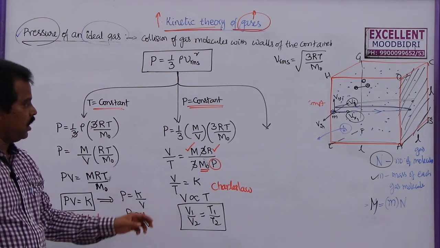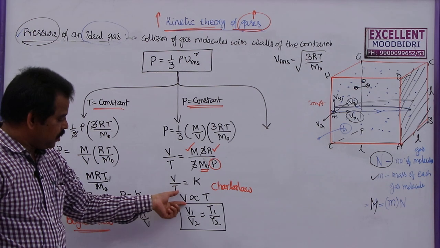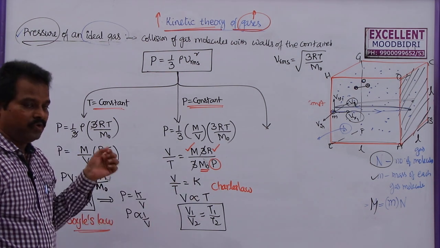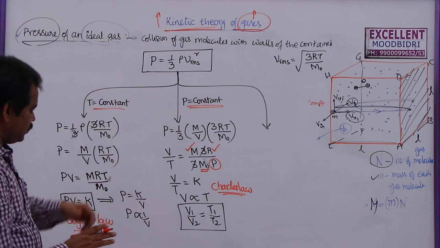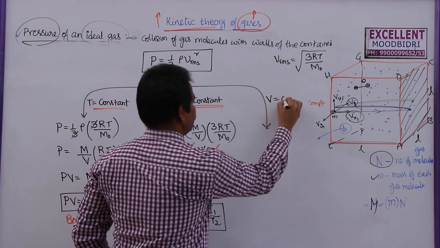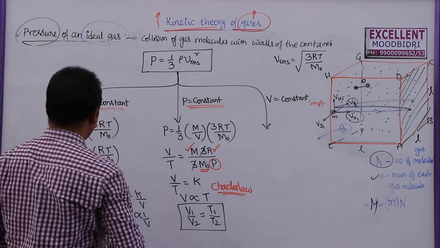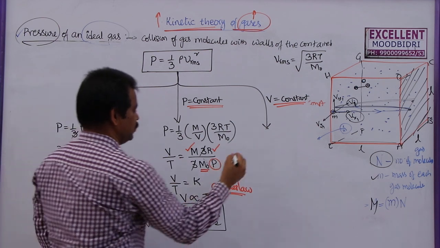So what is the statement of Charles law? At a constant pressure, the volume of a given mass of the gas is directly proportional to the temperature. You might have studied this in chemistry, but I will write the statement later. And the third one: if the volume of the gas is constant, how can you write this expression?